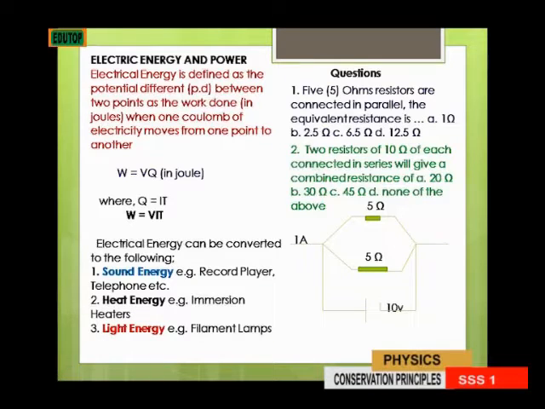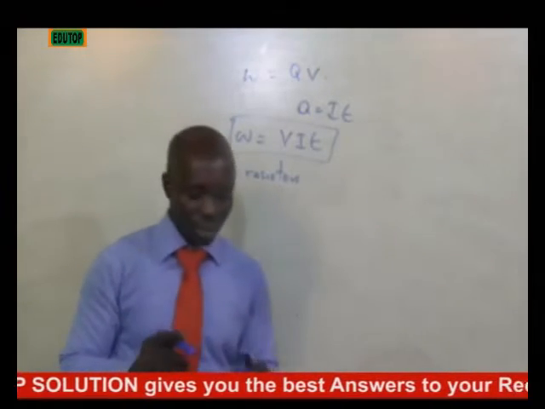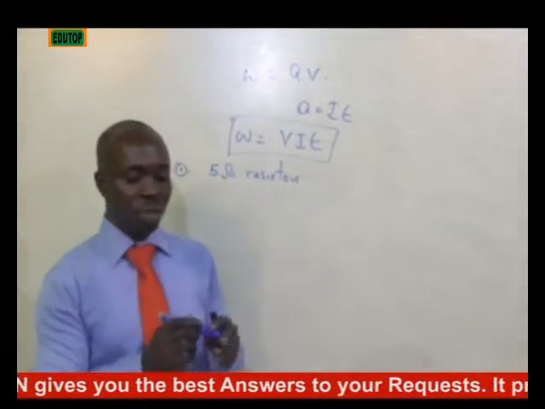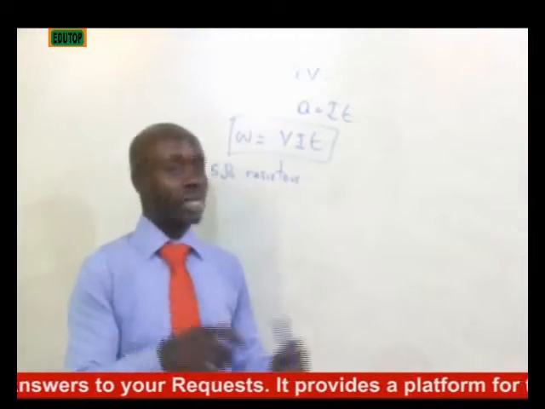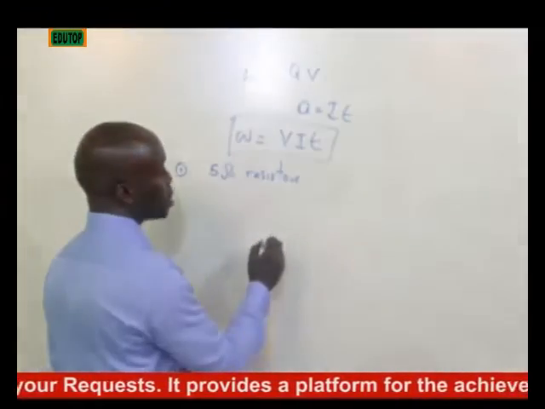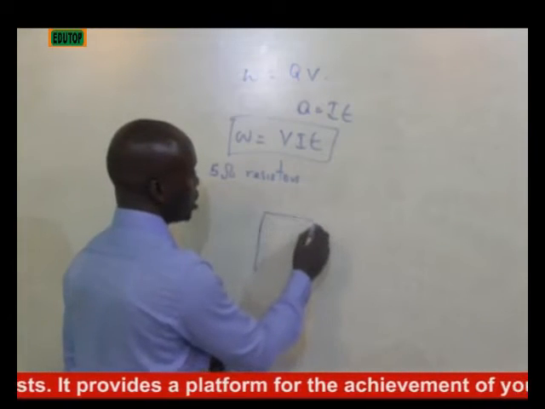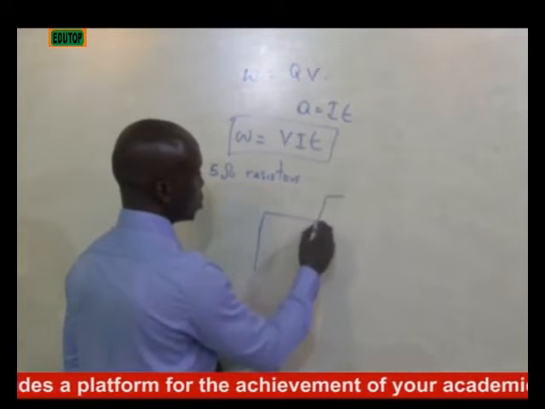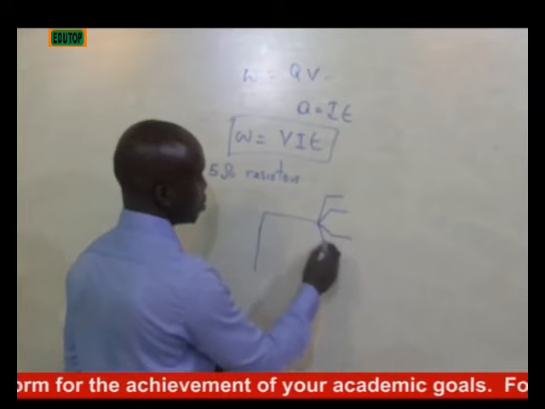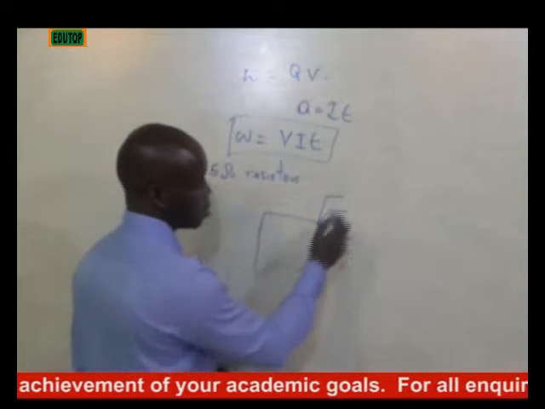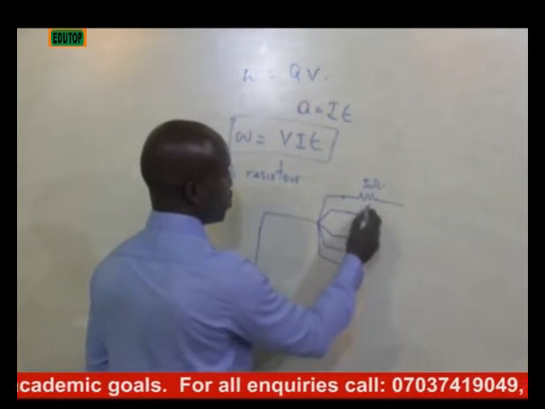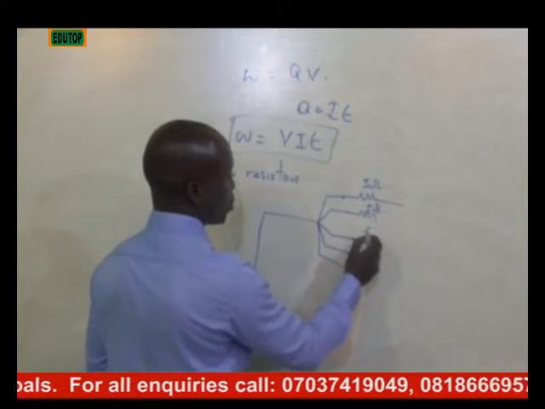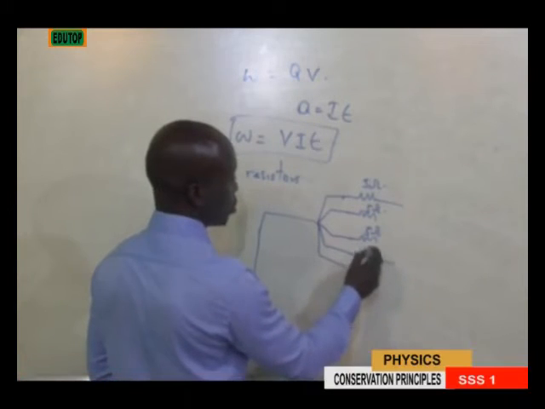For number 1, 5 ohm resistors. Because you need to analyze, in physics or in science, everything has to be done analytically. It's not something you can just imagine. You have to actually draw it out so that you don't miss it. 5 resistors are connected in parallel. Look at it. It's going to be like this. They are connected in parallel, not in series. So this is 5 ohms. You have to draw it out. 5 ohms, 5 ohms.